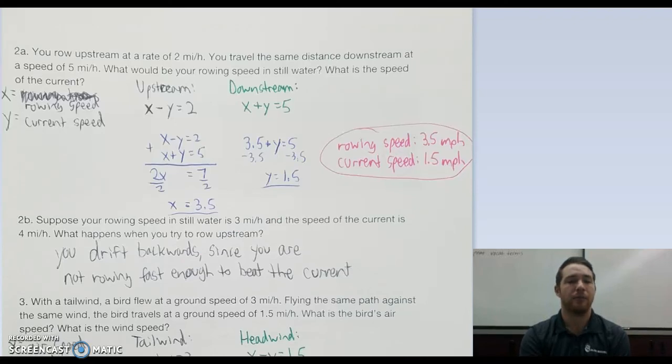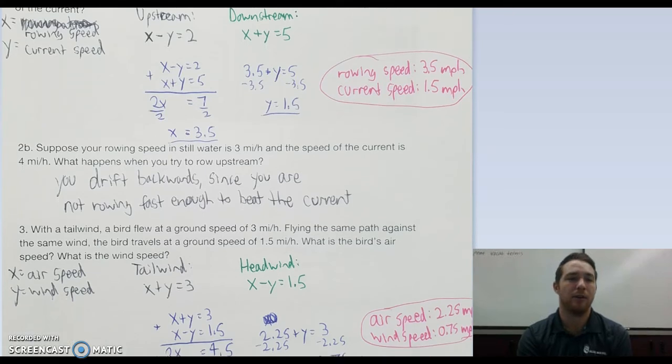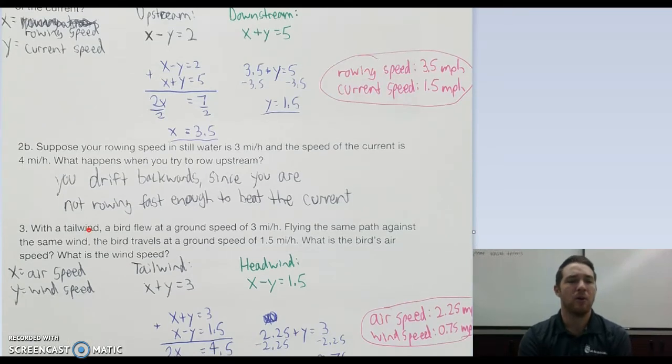So next question, same kind of situation, but this time we're talking about air speeds. With a tailwind, a bird flew at a ground speed of 3 miles per hour, flying the same path against the same wind. The bird travels the ground speed of 1.5 miles per hour. So we have to use that to figure out two things, the bird's airspeed and the speed of the wind. So that's our two variables.